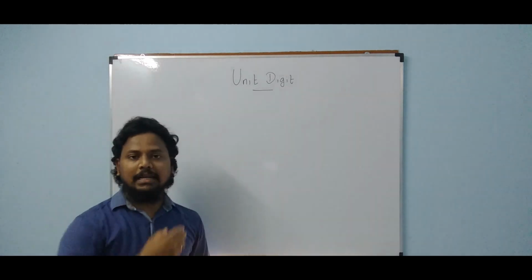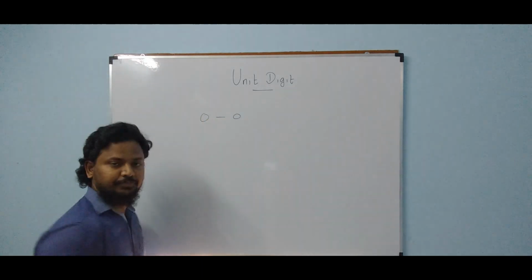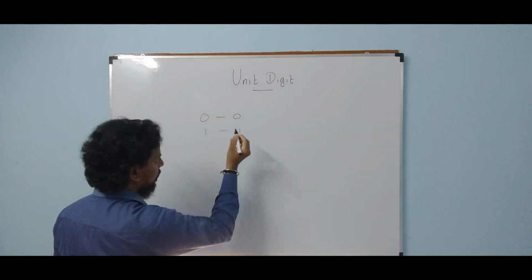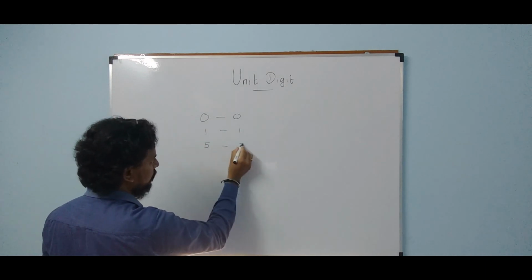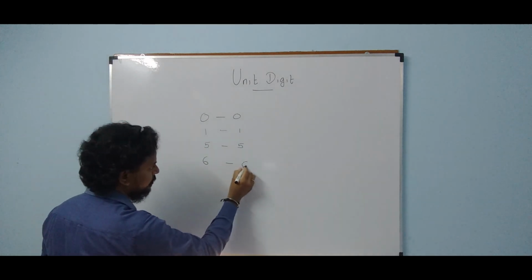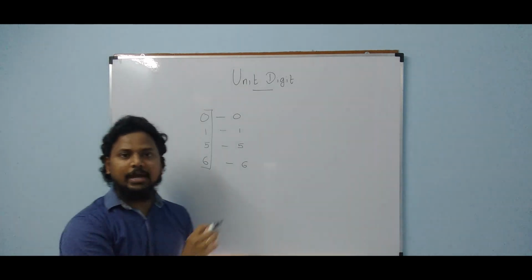As we all know, if the last digit of the number is 0, then obviously the answer is always going to be 0. Similarly, if the last digit is 1, then the answer is always going to be 1. This holds good for last digit 5, the answer will always be 5. And if the last digit is 6, the answer is always going to be 6. So, these 4 numbers are very easy to calculate.